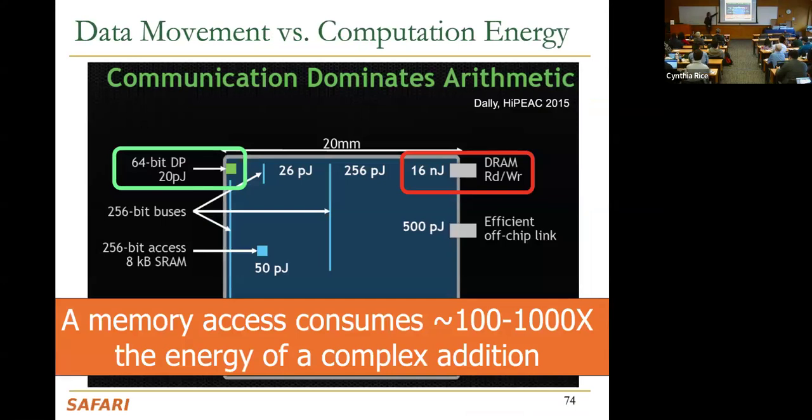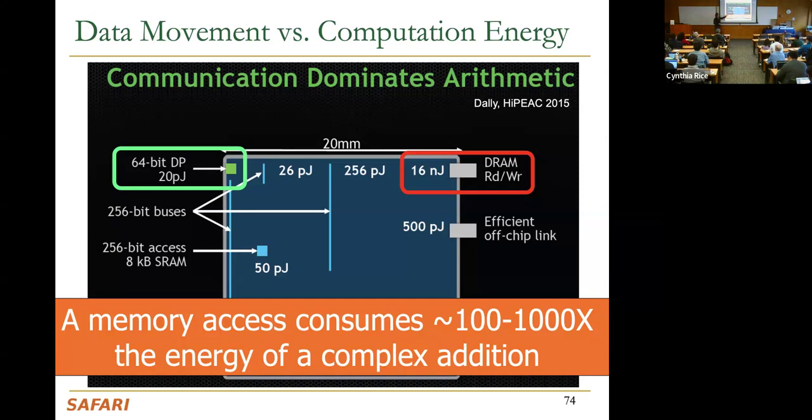This is actually data from Bill Dally. You can argue with all of these numbers. These are old numbers, but the trends are the same. A complicated arithmetic operation is much cheaper in terms of energy compared to a memory read or write. And the differential is really 2 to 3 orders of magnitude. Memory access is much more expensive. So this should already raise the question.